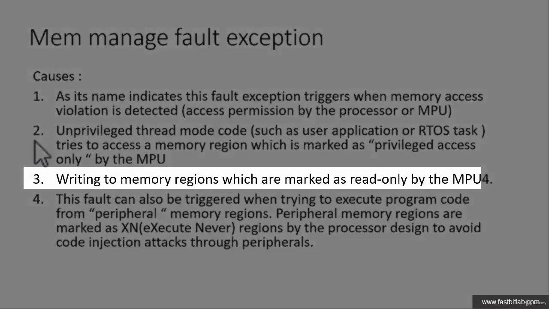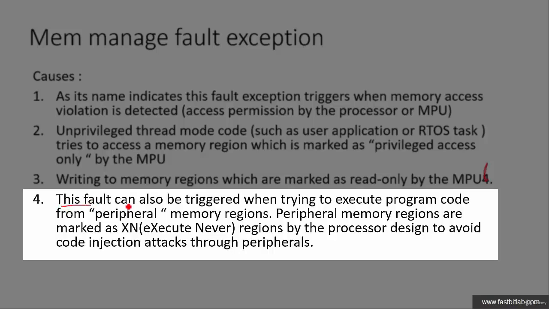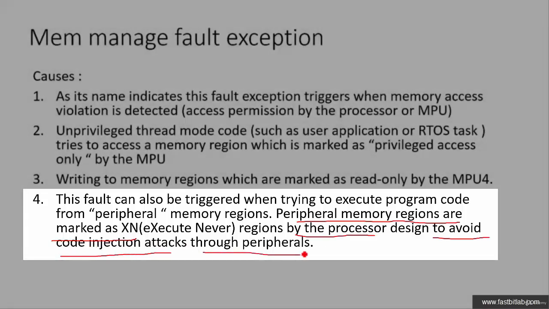Now, the third reason could be writing to memory regions which are marked as read-only by the MPU. This fault can also be triggered when trying to execute program code from peripheral memory regions. Peripheral memory regions are marked as execute never by the processor to avoid code injection attacks through peripherals.